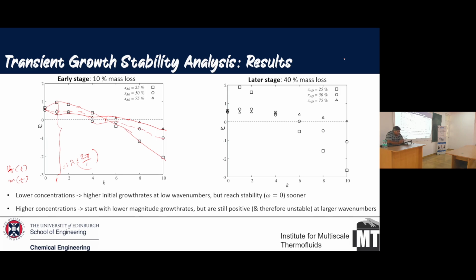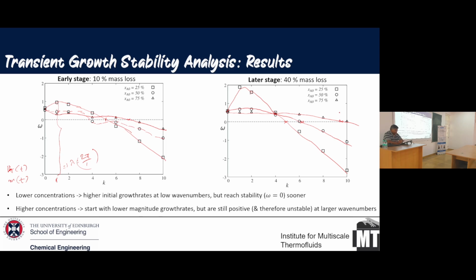If you look at this carefully, you will see that 25% looks something like this. 50% it's flat. 75% is further flat. So here at 40% mass loss, you can see that the cutoff wave number, the cutoff where it becomes neutrally stable, has constantly increased.